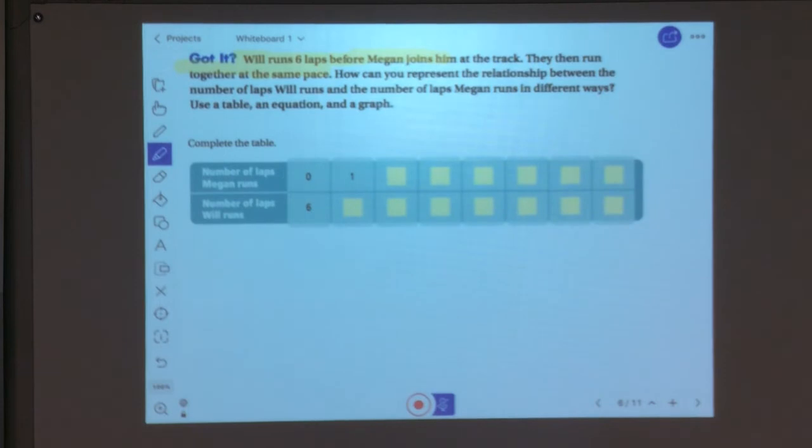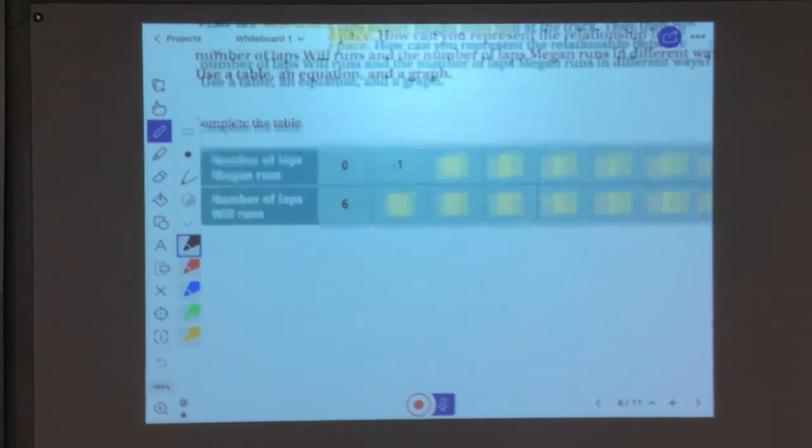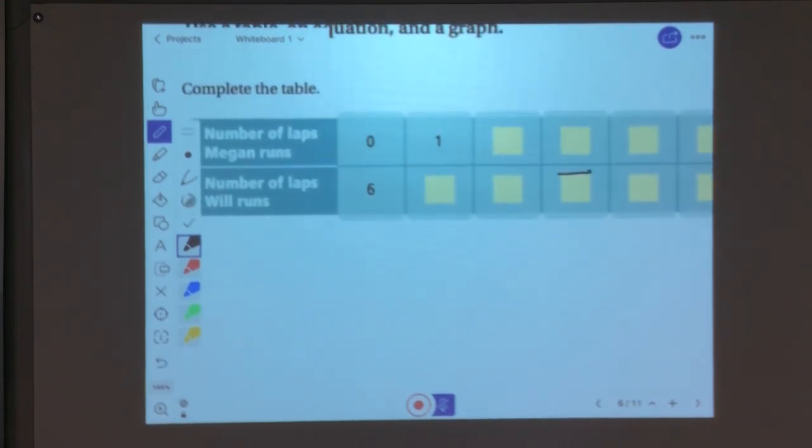So if you look at the table, and they were nice enough to start it, it's a little bigger for you guys. The number of laps Megan runs is our top row, and the number of laps Will runs is our bottom row. So when she hasn't run yet, he has done 6 laps. After she runs 1, he also runs that 1 with her, which means he is now up to 7 laps. When she does 2, he's run that second one with her, so he's up to 8. When she does 3, he's up to 9. When she does 4, he's up to 10.